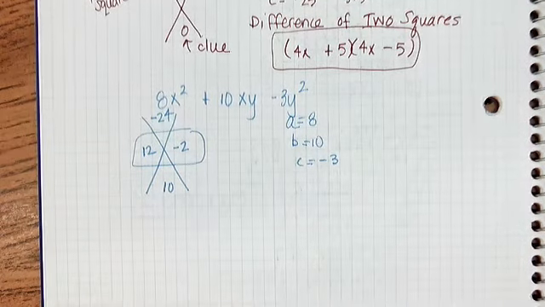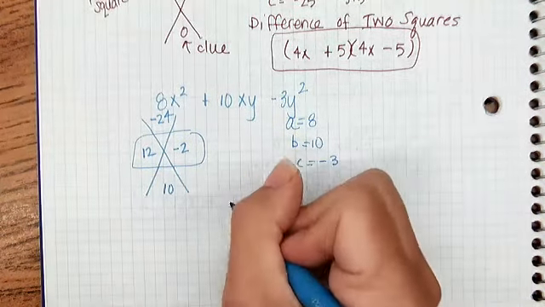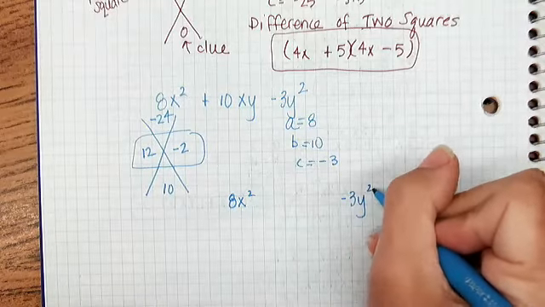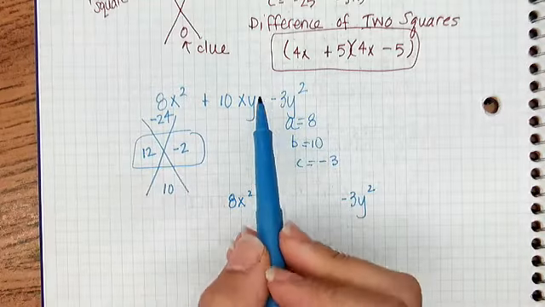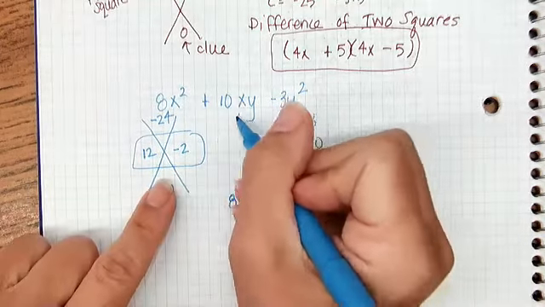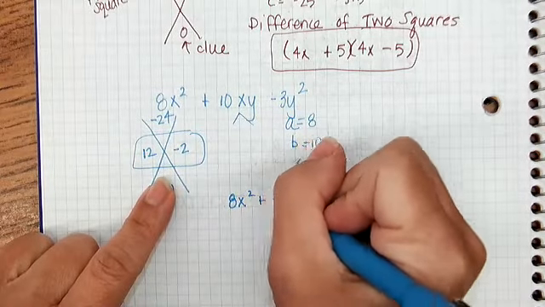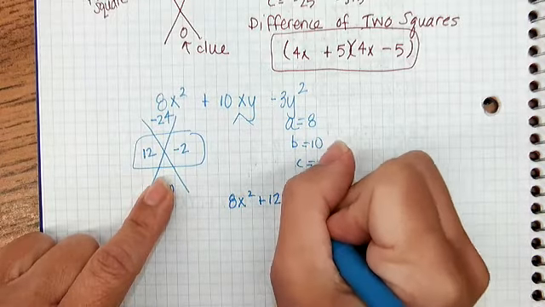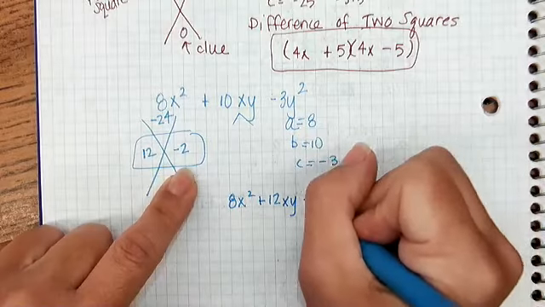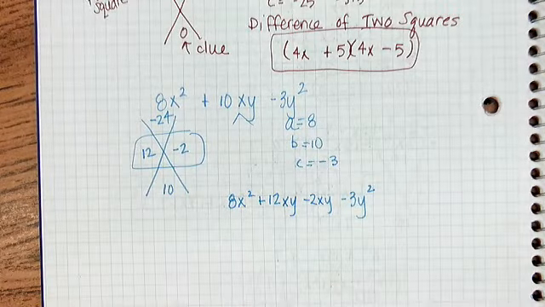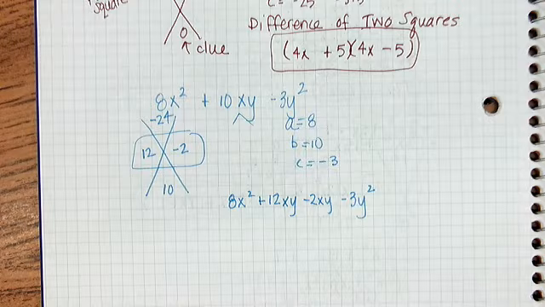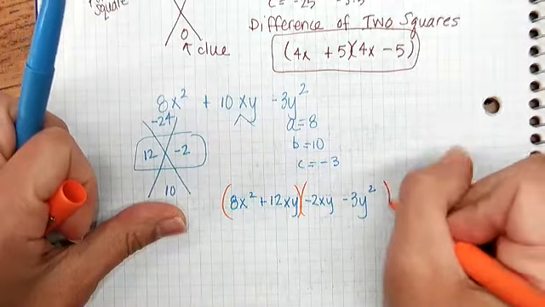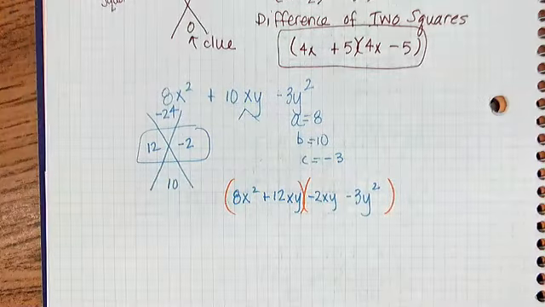It might take you a while to figure that out. I'm going to do grouping. So I have 8x squared minus 3y squared, however you want. Sometimes it's called splitting the middle term. The middle is 10xy. So I'm going to split it into positive 12xy and minus 2xy. The method you use doesn't matter. Group the first two, group the second two. It's just a different form of the box.